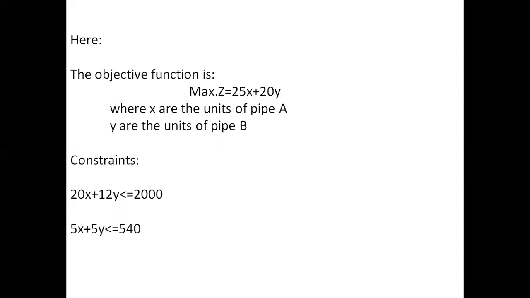We'll be moving in depth here. The main objective function is maximization of Z, because we are having the major constraint for only 5 minutes of manufacturing unit, and hence Z is equal to 25x plus 20y. X is nothing but the units of toy A and y the units of toy B. The major constraints here: 20x plus 12y less than or equal to 2000, 5x plus 5y less than or equal to 540.